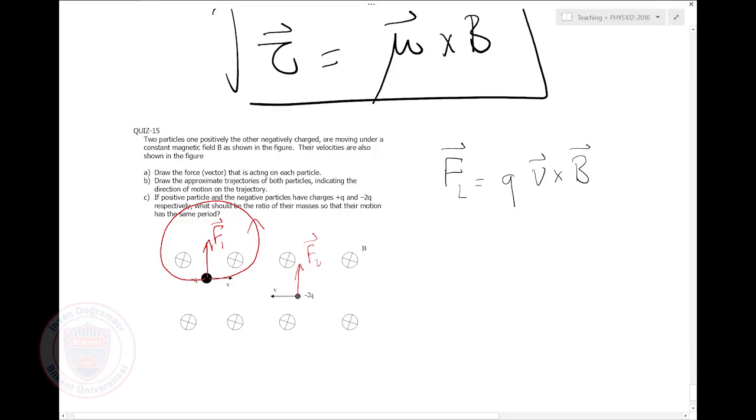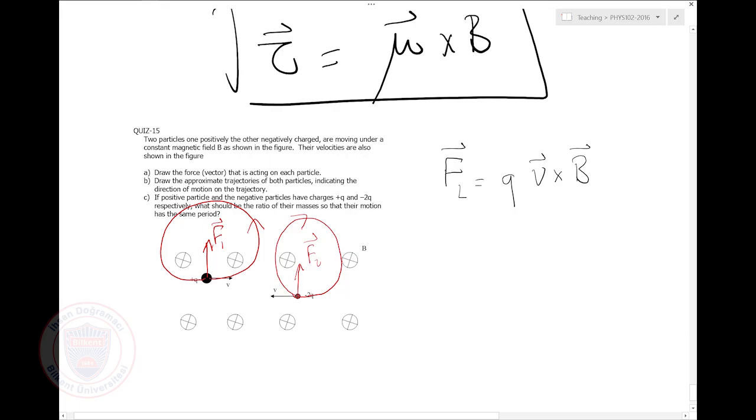Now, how about the second particle? Is it going to go clockwise or counterclockwise? Great. It's going to rotate clockwise. So that's actually a general principle. Positive and negative charged particles rotate in opposite senses under a magnetic field. Okay? And that's going to come into play today. That's going to be important today.